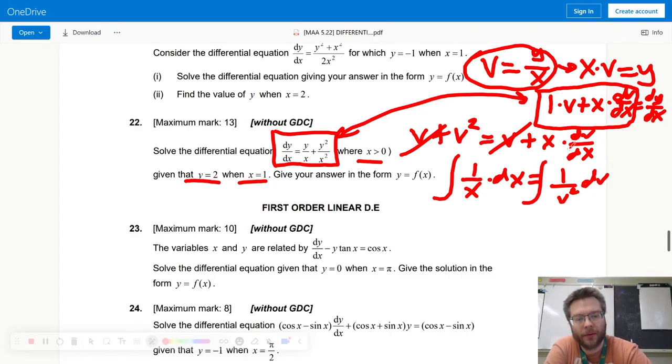Okay, 1 over x. We know the integral of 1 over x is natural log of x. We've done that lots of times. Put a plus c on it.